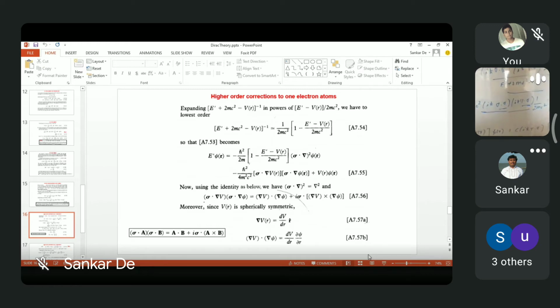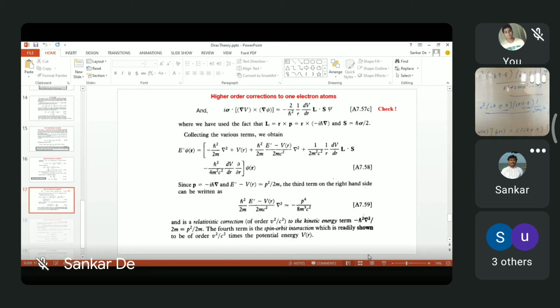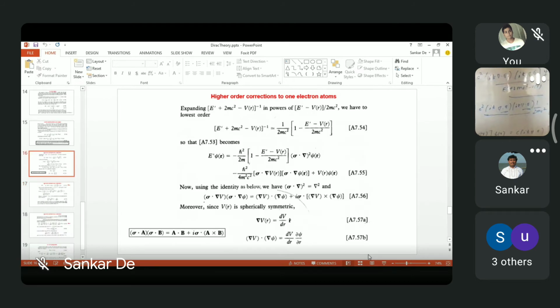Because there is a sigma dot delta square. One is there again. How is it there? Minus some sort of. Did we use some identity? I mean, how did they do it?